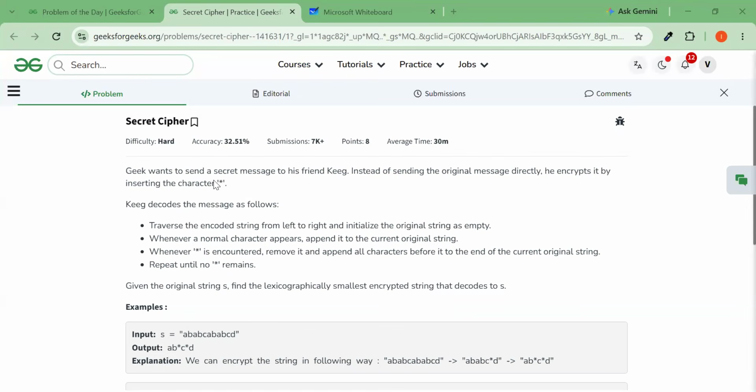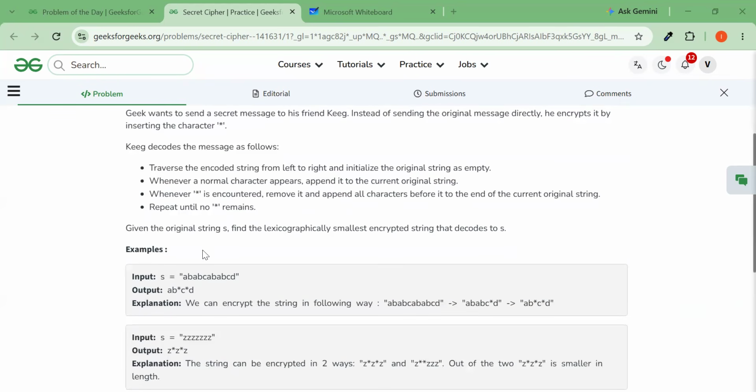Hello everyone. Today we are going to solve the 18th of August GeeksforGeeks problem of the day, that is Secret Cipher. It says that we have a group of geek friends, and they are trying to send a secret message to each other, and they are trying to encrypt it so that no one can read it in between.